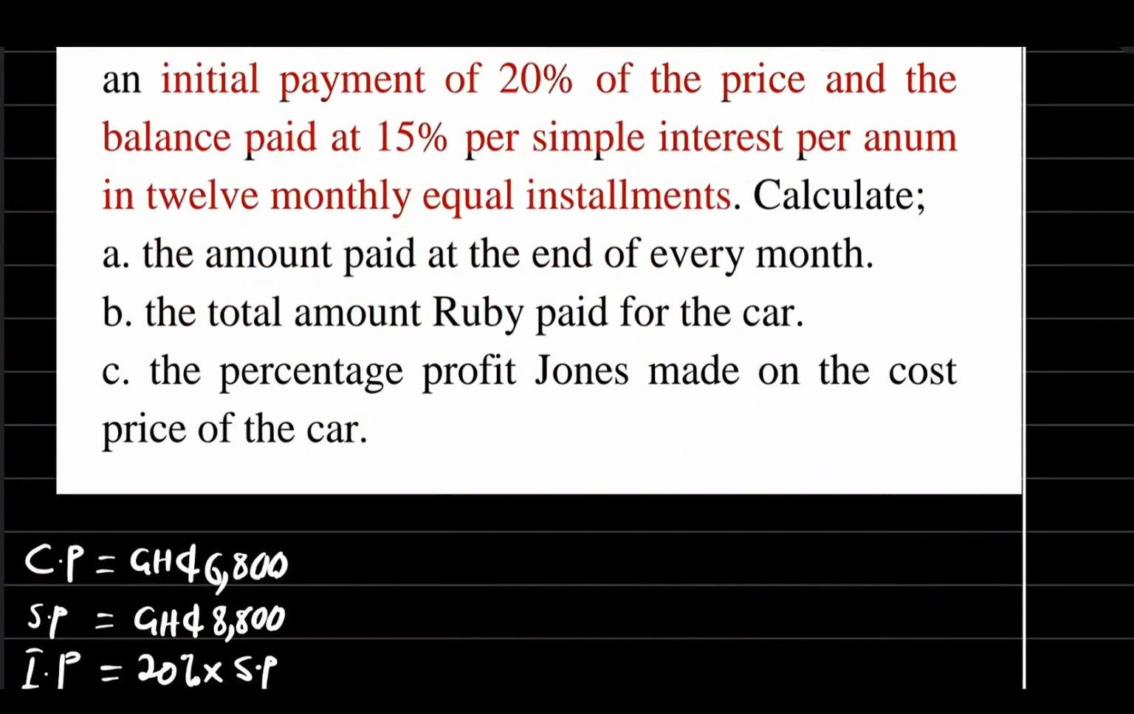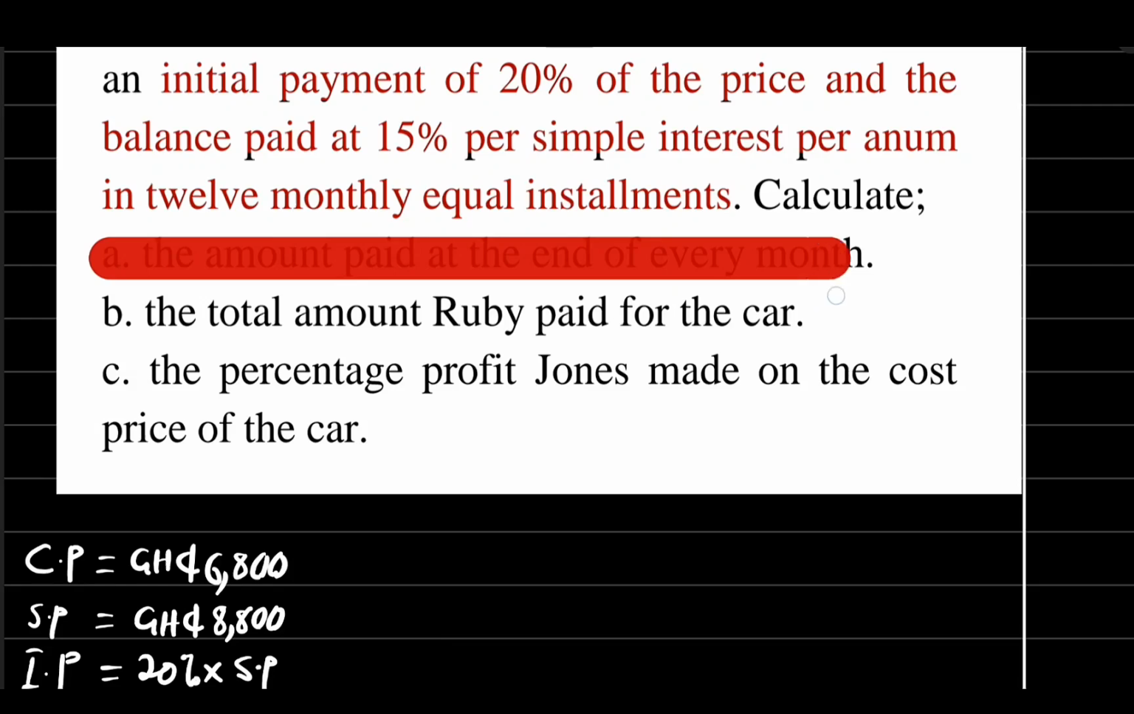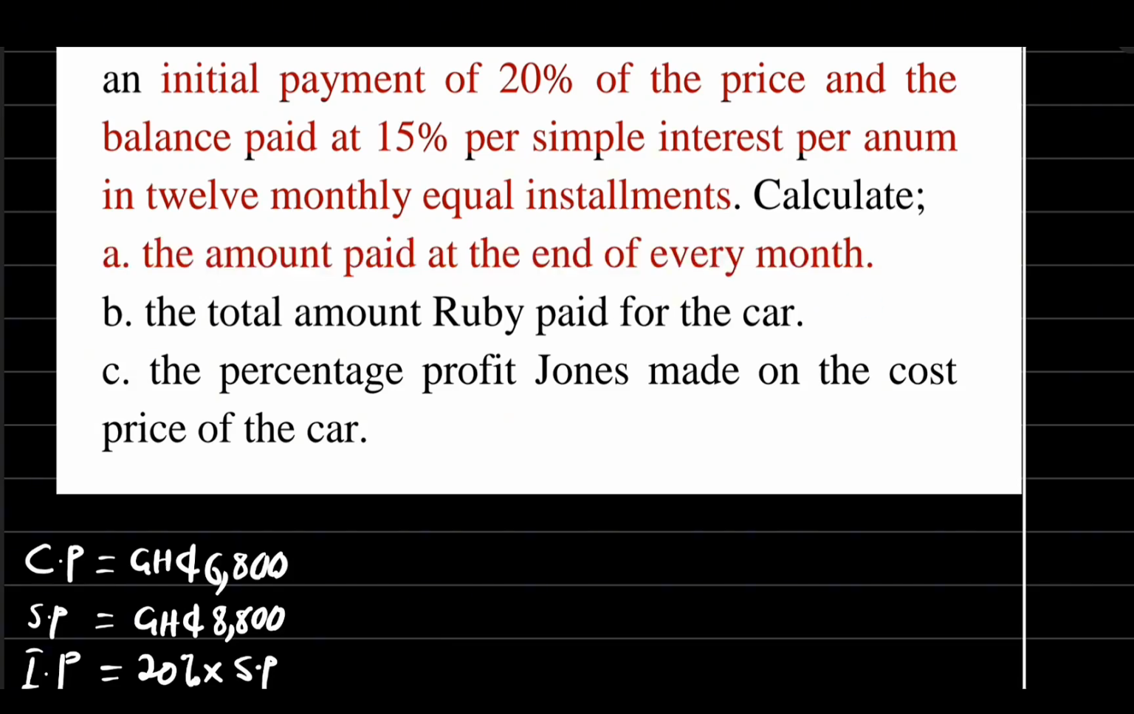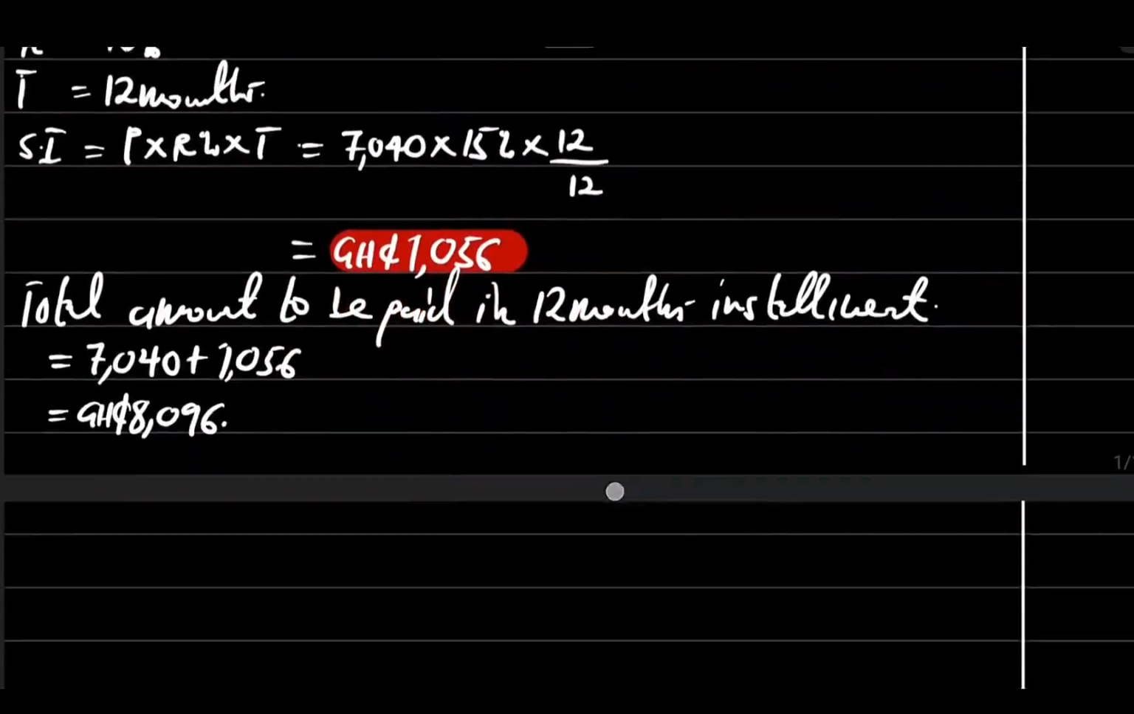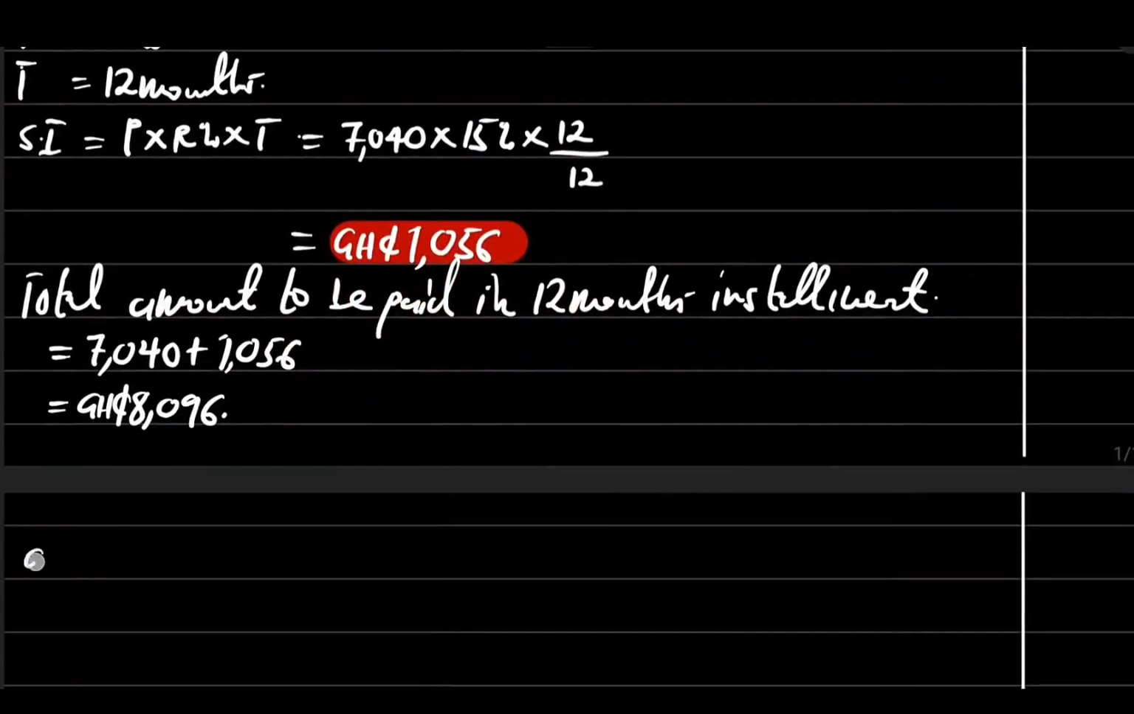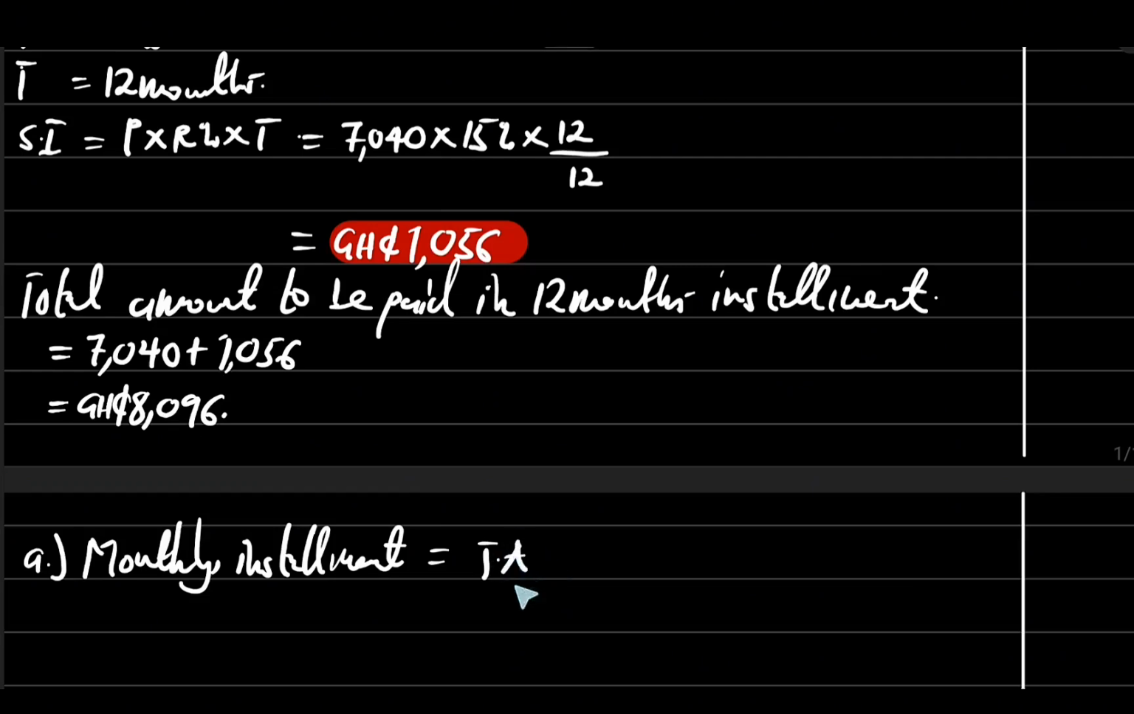Calculate the amount to be paid by Ruby at the end of every month. So at the end of every month, let's see. So that's going to be A. So say monthly installment. Monthly installment is supposed to be equal to the total amount, divided by 12 months.